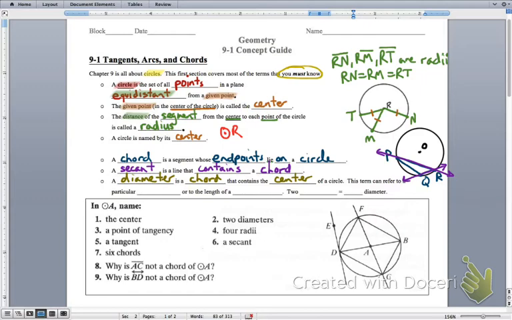What'd you say? Go ahead and say it. I think my daughter knows something about a diameter. Is that right?